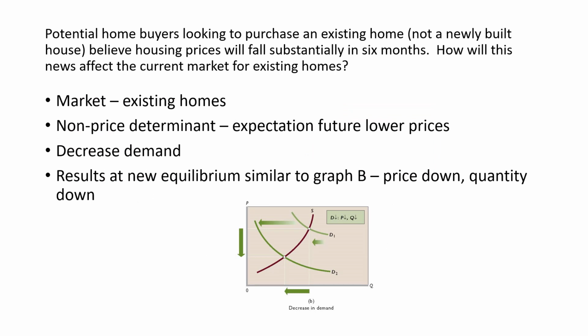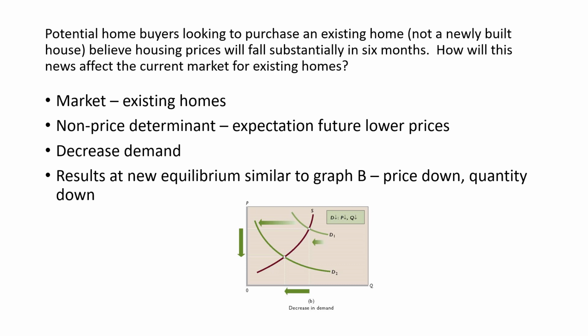Last one. Market for existing homes. Now it says here, not newly built houses. So we're analyzing the market for existing homes, and buyers believe that prices will fall substantially in 6 months. One of the non-price determinants of demand is expectations. Expectations about future product price. So the market is existing homes, the non-price determinant, expectations about future prices, and in this case, future lower prices.